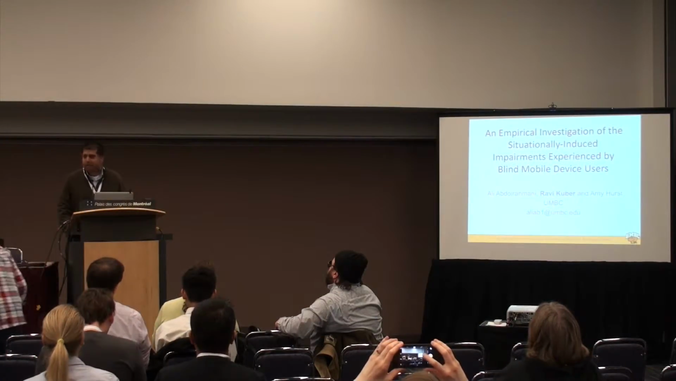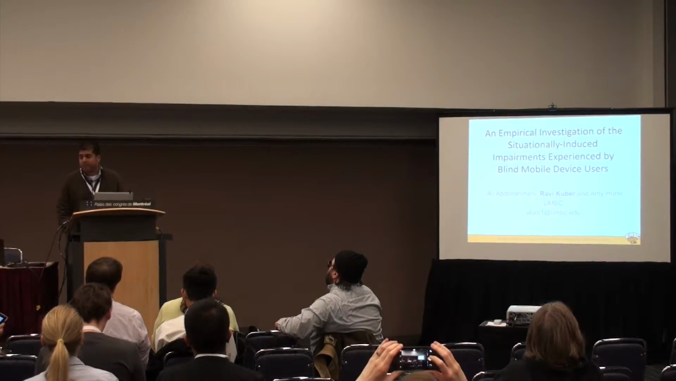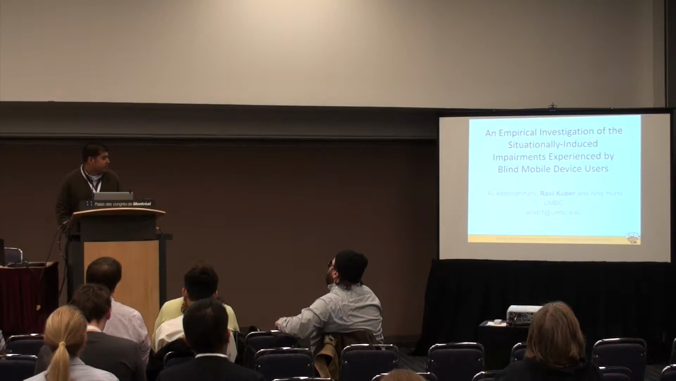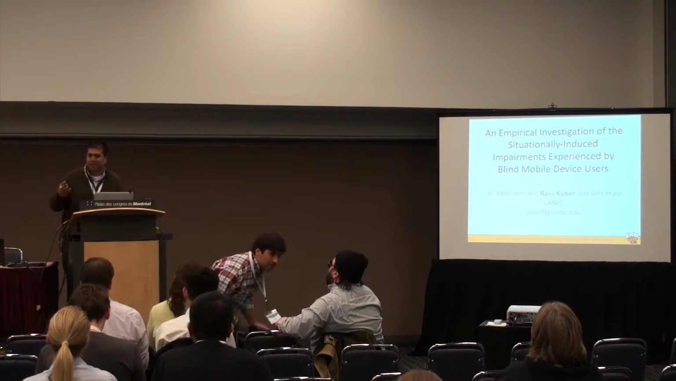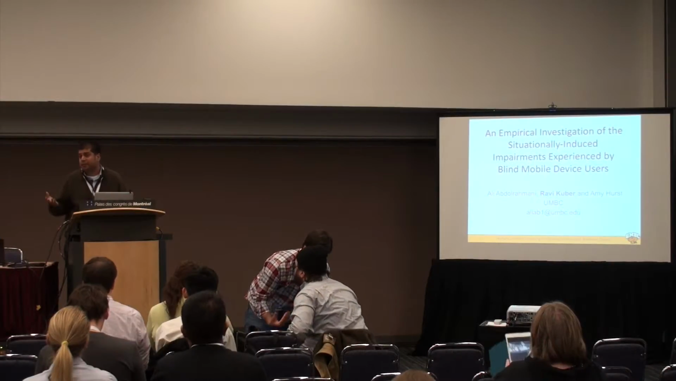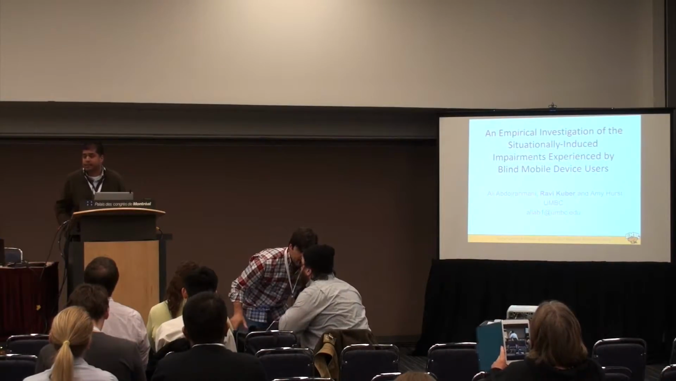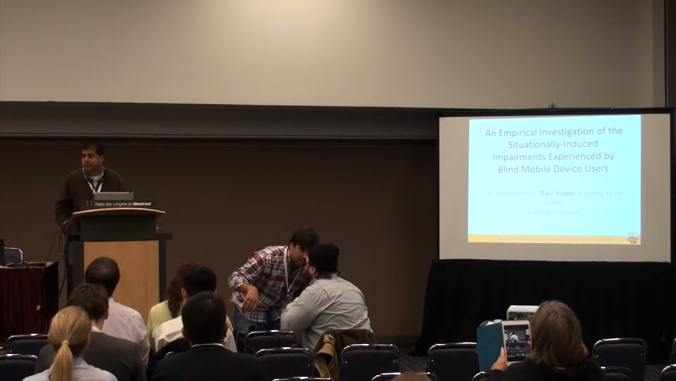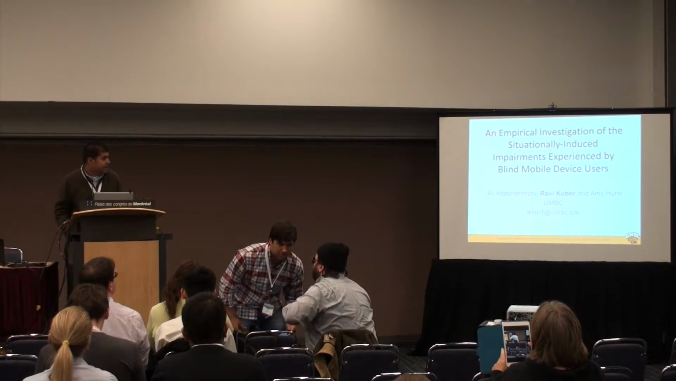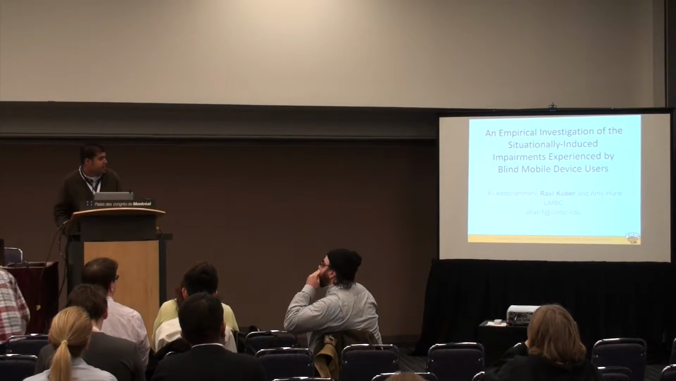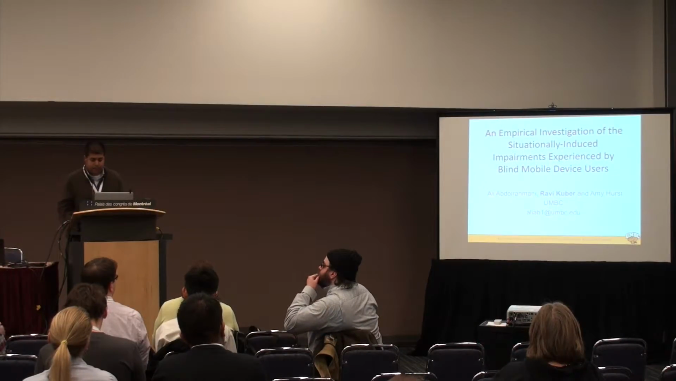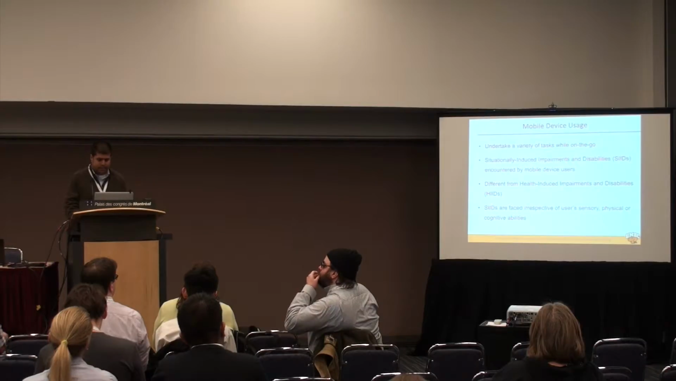Thanks. Good morning, everyone. My name is Ravi. I'm from the University of Maryland, Baltimore County. The work was conducted by my student, Ali Abdolrahmani, who couldn't be here today, but has graciously agreed to model himself in some of the photographs on the slide to better illustrate some of the challenges that users who are blind go through when they're situationally impaired. The work was also conducted with Amy Hurst, also at UMBC. The title of the presentation is An Empirical Investigation of the Situationally Induced Impairments Experienced by Mobile Device Users.